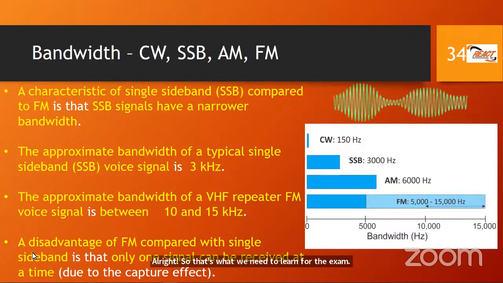Another thing that we need to learn for the exam is that a disadvantage of FM compared with single sideband is that only one signal can be received at a time, and it is used something called the capture effect. So when we are transmitting with single sideband, you can actually have 2 or more hams transmitting at the same time on the same space. I mean, you may have heterodyning, you may hear some noise and so on, but you might actually hear both of them speak, right, in a way. But with FM, if you use that mode, the strongest person is who you will hear, right? And that effect is called the capture effect.